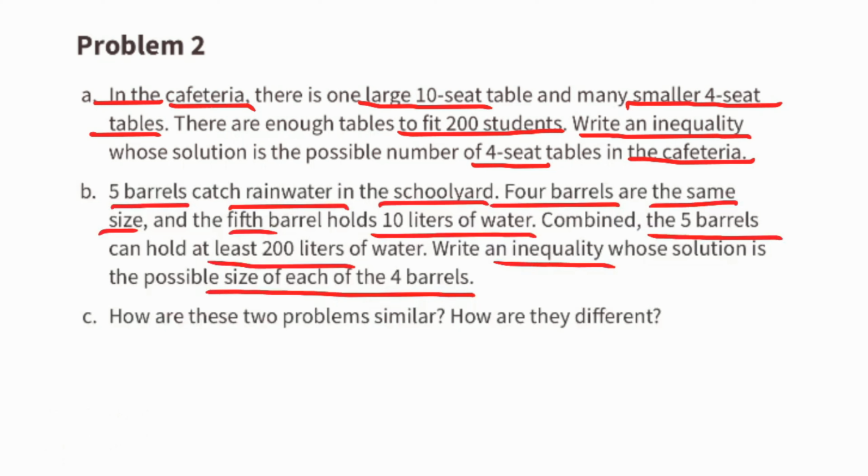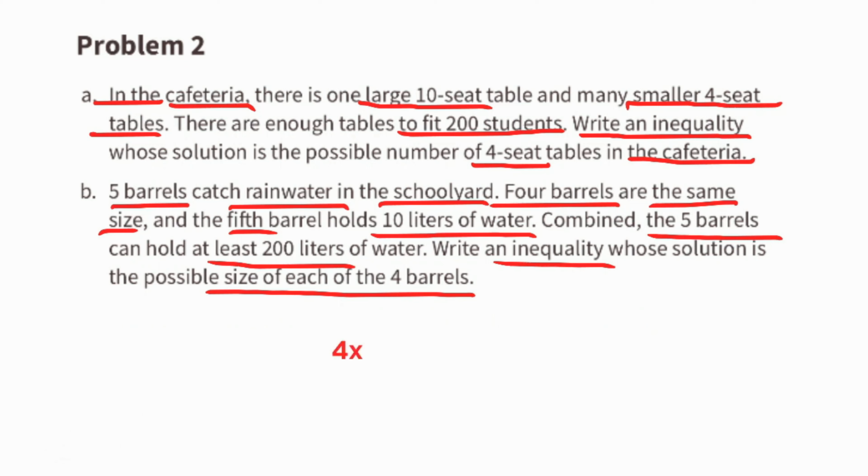B. 5 barrels catch rainwater in the schoolyard. 4 barrels are the same size, and the 5th barrel holds 10 liters of water. Combined, the 5 barrels can hold at least 200 liters of water. Write an inequality whose solution is the possible size of each of the 4 barrels. We have 4 barrels that hold an unknown amount of water. We have a 5th barrel that holds 10 liters of water. And the information tells us that those two amounts combined holds at least 200 liters of water. The inequality in this situation would be 4x plus 10 is greater than or equal to 200.